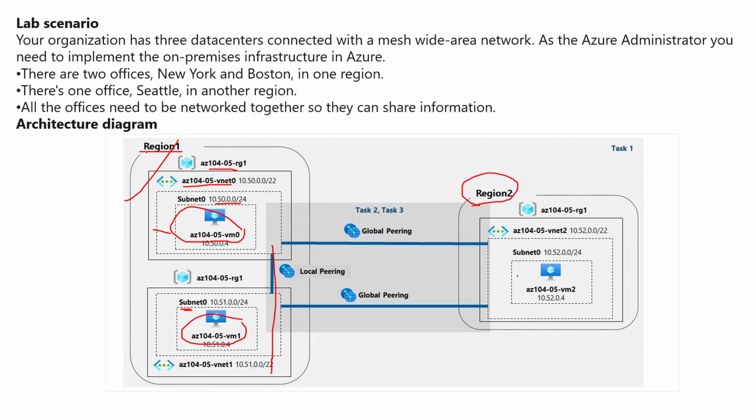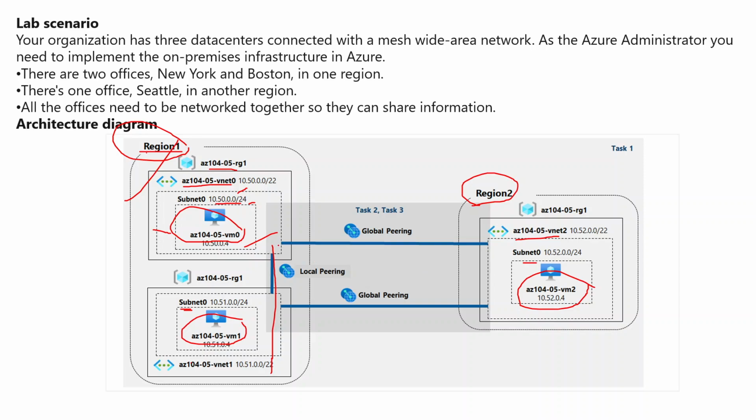In some other region, I am creating one more VNet. I have created one more subnet, and one more VM. Totally, I have created three VNets, three subnets, and three VMs in different places. I mean, two VMs in the same region and one in another region.